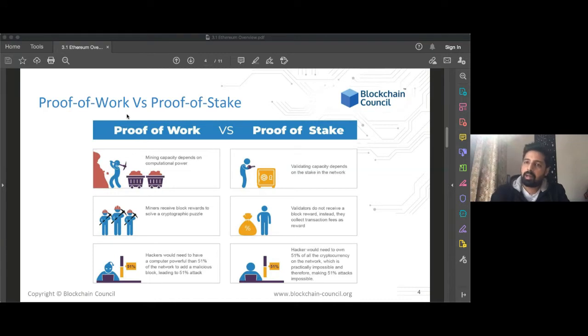The same concept comes to proof of stake. If you want to be a miner, you deposit ethers and you put them at stake. If you are caught doing any malpractice with the network, the money that you have put at stake is going to be taken away. So you lock your amount. Whosoever locks more amount is going to get more chances of mining a block.